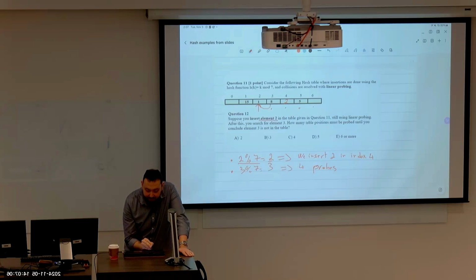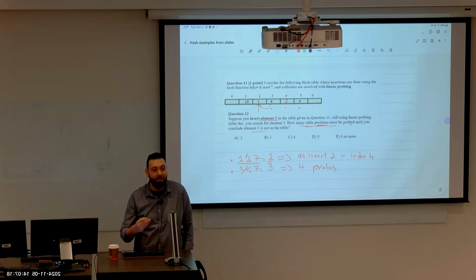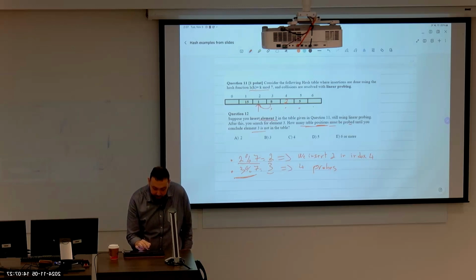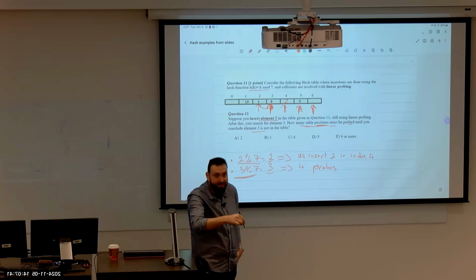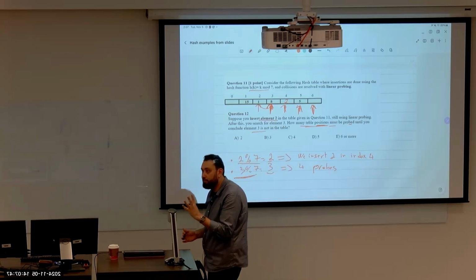Now then you're asked after this, so after inserting 2, you want to search how many table positions must be probed until you conclude element 3 is not in the table. So what are you going to do? Again, 3 modulus 7. Why are we using this? Because the hash function is k mod 7. So it gave me 3. So I'm here. So that's my first probe. Be careful. The first one is your first probe. A second probe, a third probe, and also a fourth probe here. You need to actually do a fourth probe and find that it's empty, so you can say unsuccessful search. It's not 3 probes, it's 4 probes.